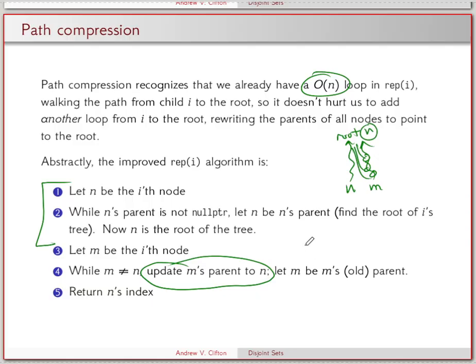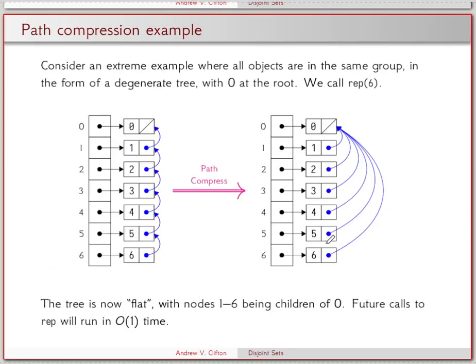That still takes O of n time, but any future request for any of those nodes along the path will now take constant time because they're now one level underneath the root rather than being further on down. So this improves future calls to rep by flattening out the path as we go along it. Here's a visualization of this.